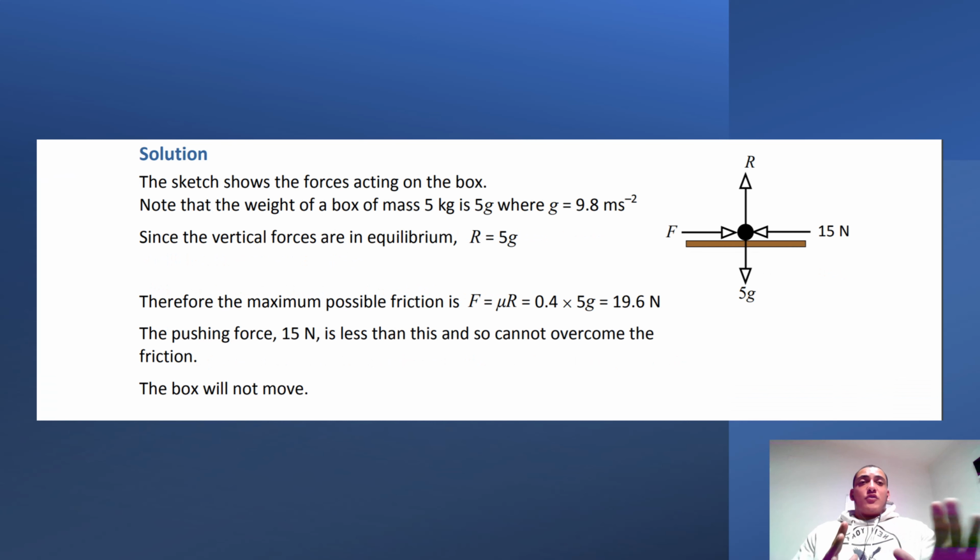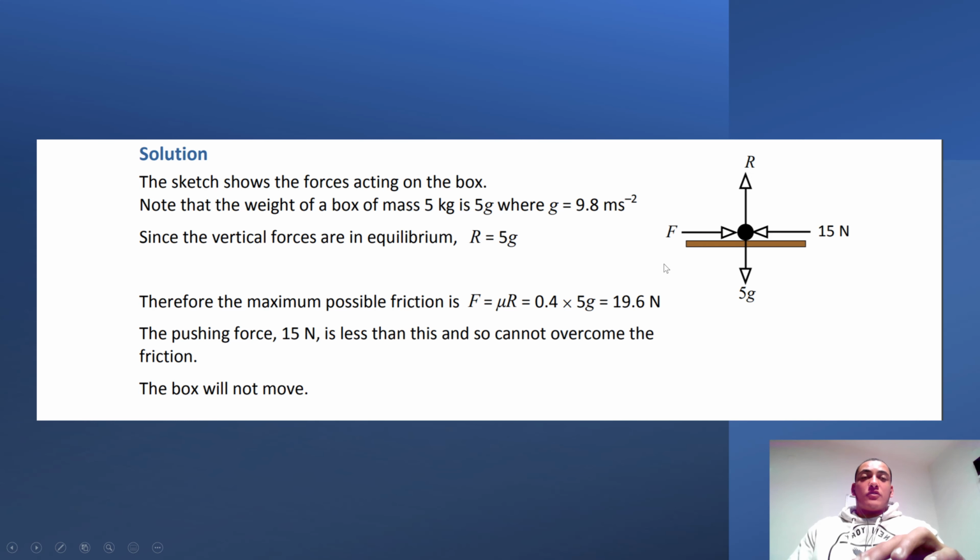The first step is we have to draw a free body diagram. A free body diagram is basically drawing the object and labeling every force that might be acting on the object itself. As you can see in the free body diagram here, there's 15 newtons pushing to the left, and F, the friction, is pushing the other way, and there's the normal force, and there's the 5 kilograms, or basically the weight of the object.